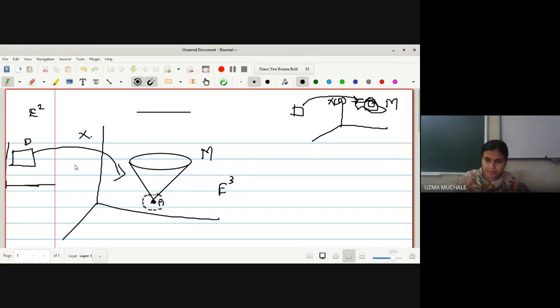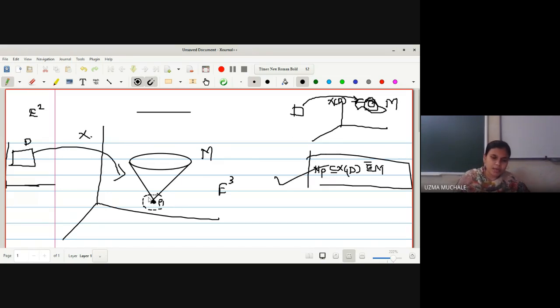What is the condition here? For every point P, there should exist a neighborhood n of P, that is, a neighborhood of a point P, which is contained in x of d. Then x of d should be contained in M. Or we can say x of d is exactly equal to M, or it is contained in. Then we can say that the condition of being a surface is satisfied.